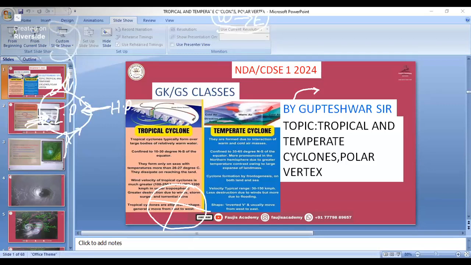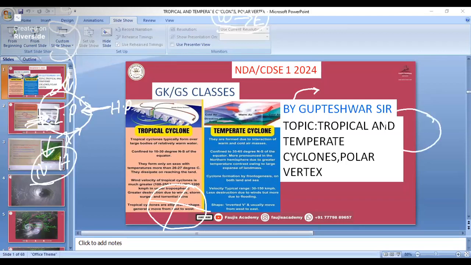Now you all can see here, due to the rightward deflection in the northern hemisphere, you can see the direction here. So here an anti-clockwise direction is happening. This is the northern hemisphere. This is how, in the northern hemisphere, when tropical cyclone formation happens, or even temperate cyclone formation, they move in the anti-clockwise direction. So remember this one.